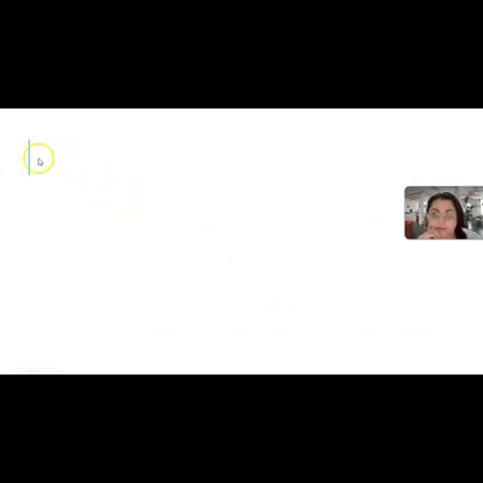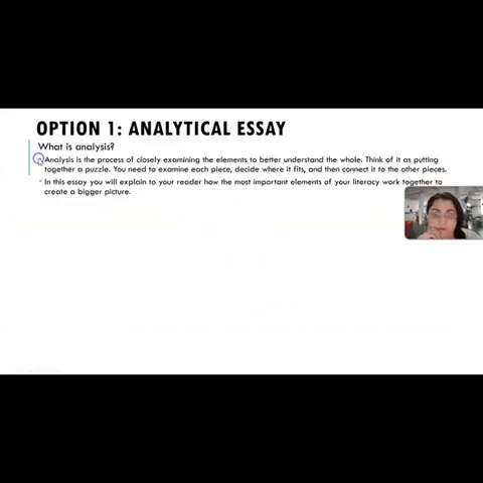So when we talk about an analytical essay, what we're really talking about is the process of analysis. So what is analysis? An analysis is really the process of examining elements to better understand the whole, right? So thinking of it as a puzzle. You take a bunch of puzzle pieces, you look at them very closely, you figure out how they connect to each other, and then you have a big picture, right? So in this essay, you're going to explain to your reader how the most important elements of your literacy work together to create a bigger picture.